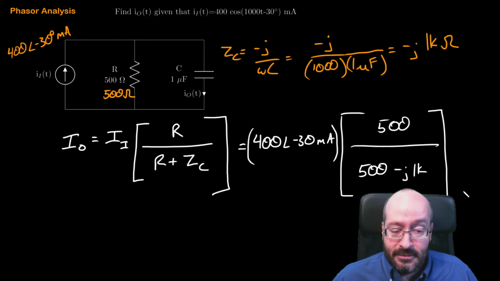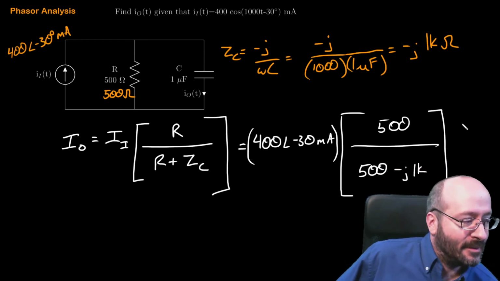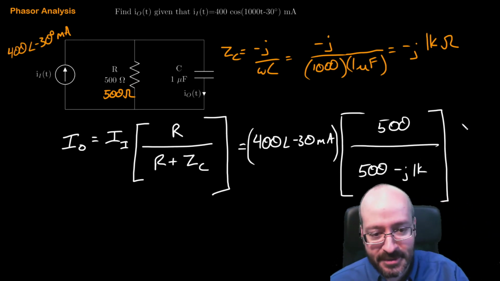Minus j 1,000. Oh, you know what? I could have missed out on my chance to do an elevator joke there with my chair.